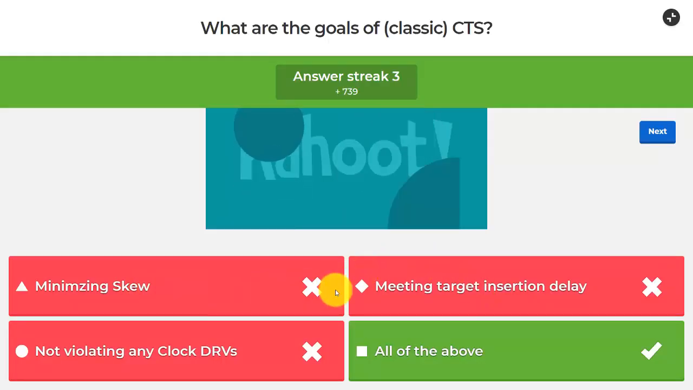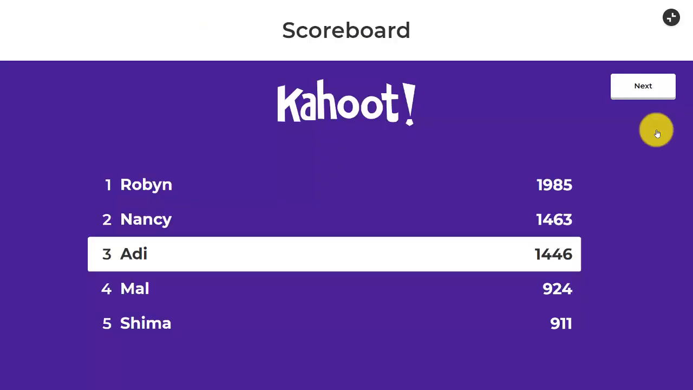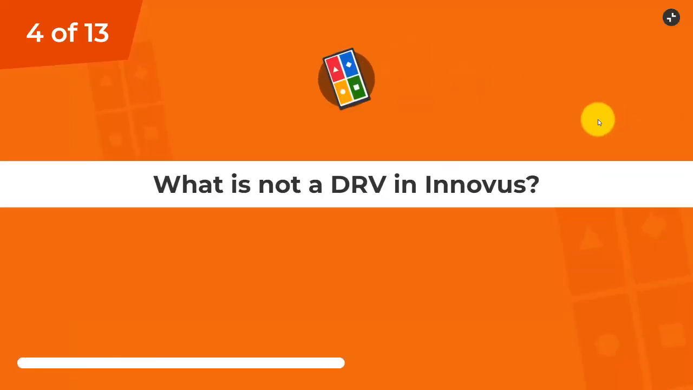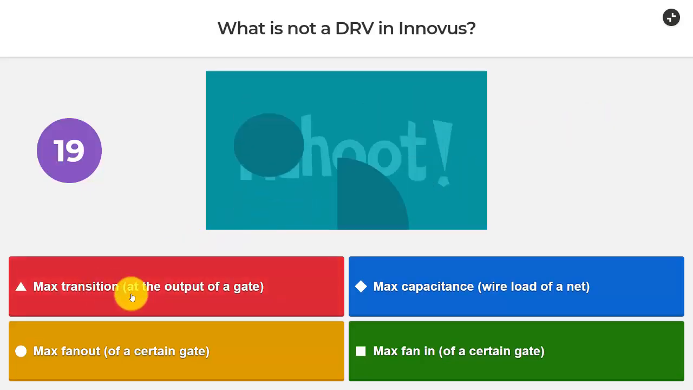So that being the answer, minimizing skew, meeting target insertion delay, and not violating any clock DRVs are the answers that we have for the goals of classic CTS. So question number 4, what is not a design rule violation in a novice? Maximum transition at the output of a gate, maximum capacitance, the wire load of a net, maximum fan out of a certain gate, or maximum fan in of a certain gate.